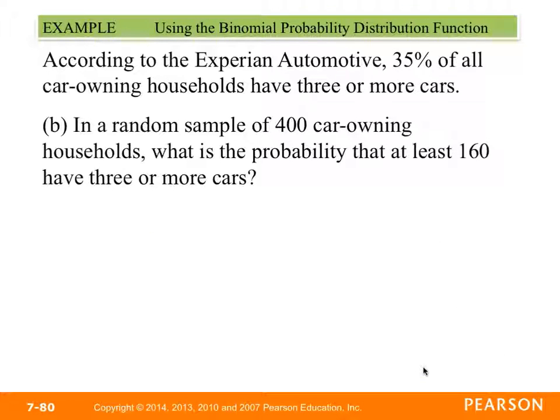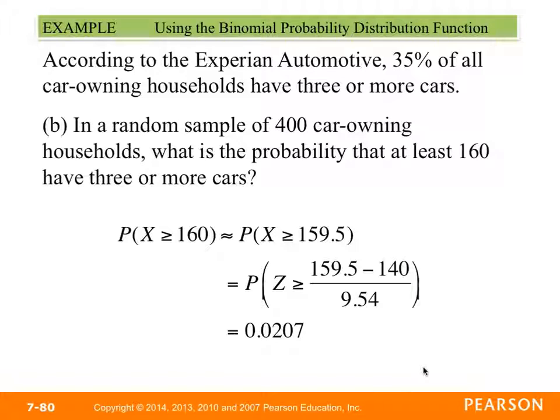Okay, I think this is the final example, but let's look at this right here. In a random sample of 400 car-owning households, what is the probability that at least 160 have 3 or more cars? So I want to find the probability that X is greater than or equal to 160. If you look at your table, when we're finding greater than or equal to probabilities, you have to actually subtract 0.5. So what I'm finding is the probability that X is greater than or equal to 159.5.